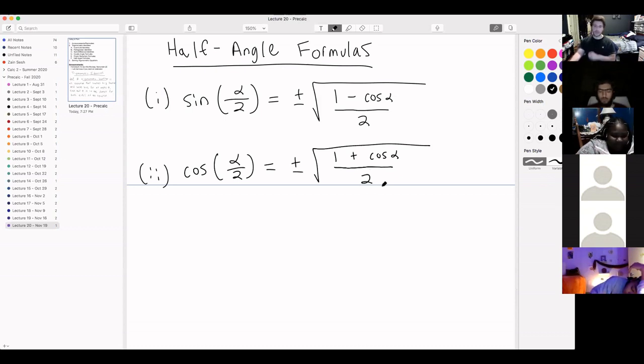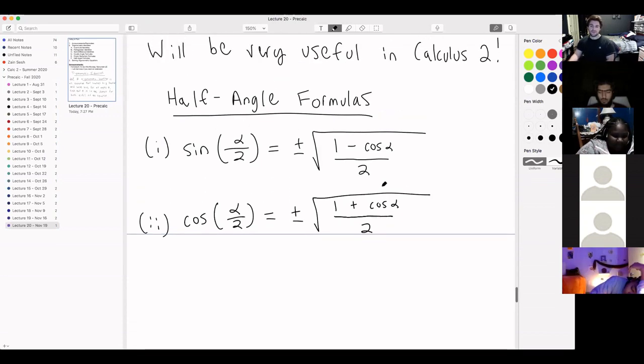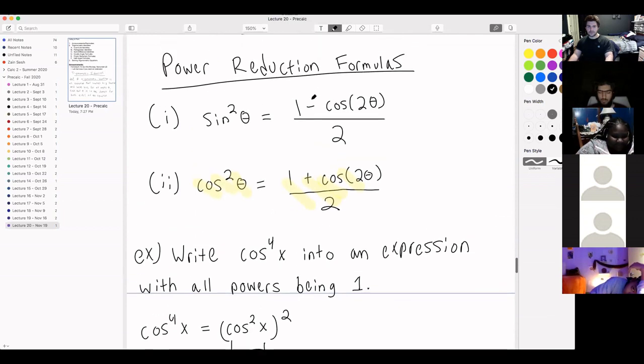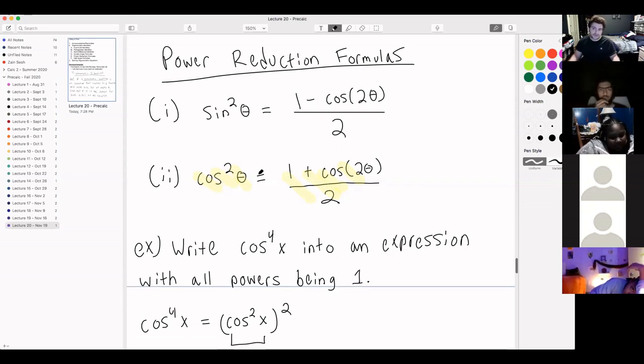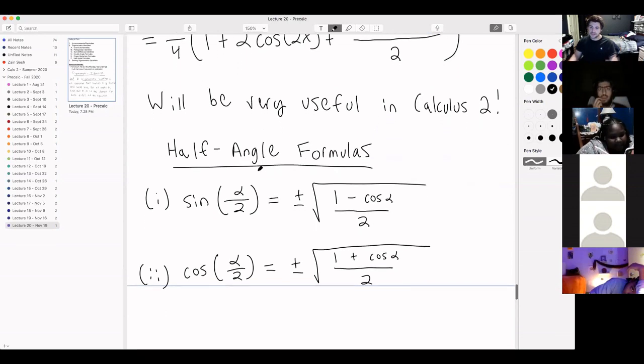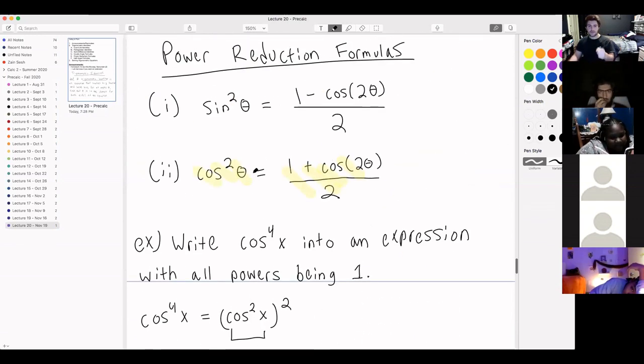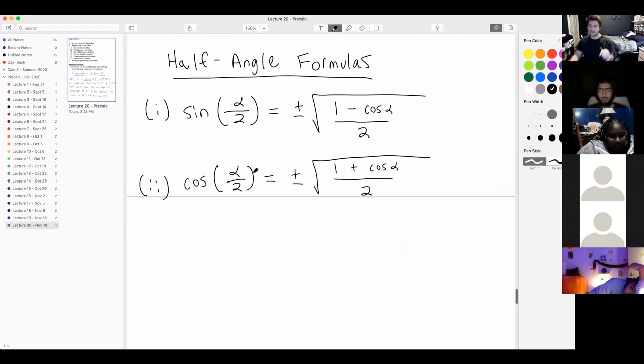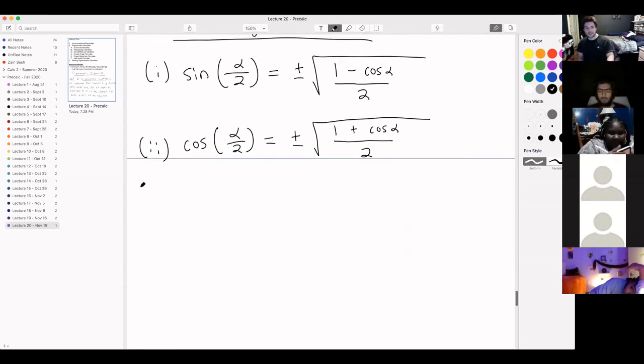Okay, and these you can prove immediately from the power reduction formulas. All right, maybe you can see the connection. You let theta be alpha over 2 in the power reduction formula, and then you have to take a square root of both sides. That's the proof, essentially. So these follow immediately from the power reduction formulas. All right, so you can see the similarities. All right, let's do an application.